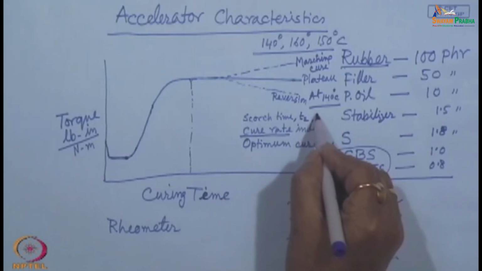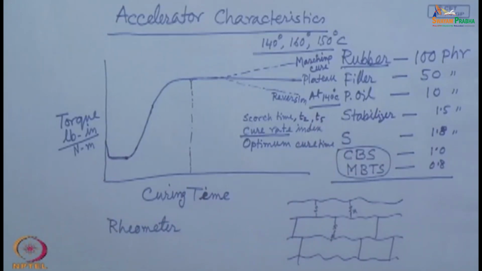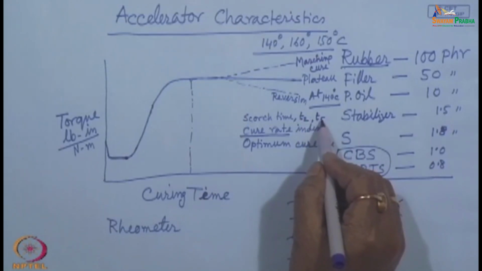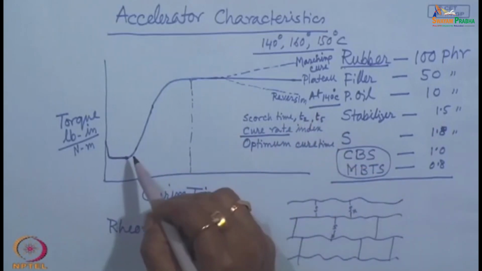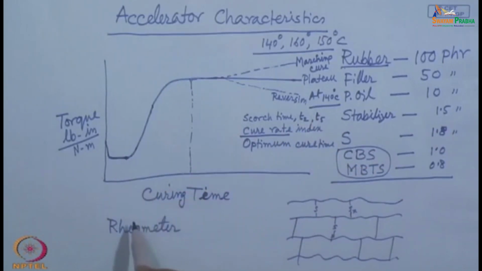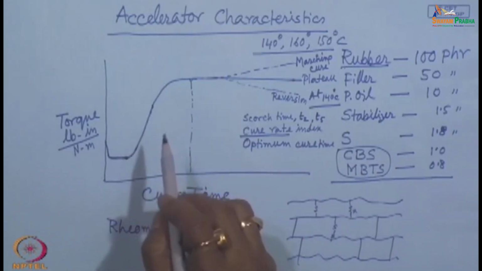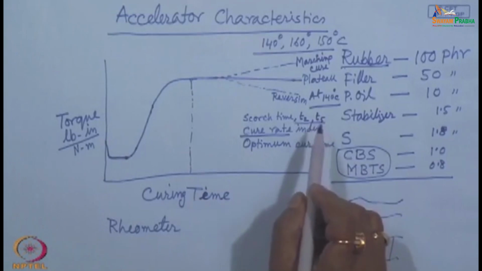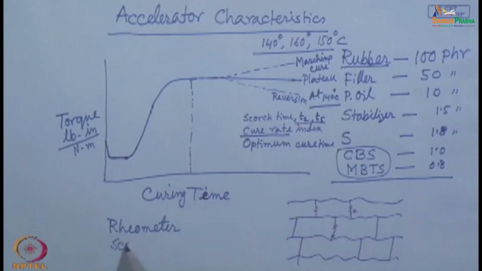Now, there can be T5 also, there can be T3, T4, that means the time required to achieve 5% of the maximum torque, or 3% of the maximum torque, or 4% of the maximum torque, that is known as the scorch time. That scorch time information can be available from this cure curve, that means the rheometer profile or cure profile obtained from a rheometer. Now, that information is necessary because that scorch time gives a scorch safety indication.